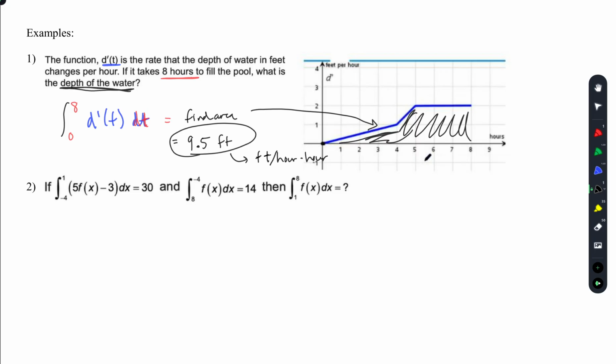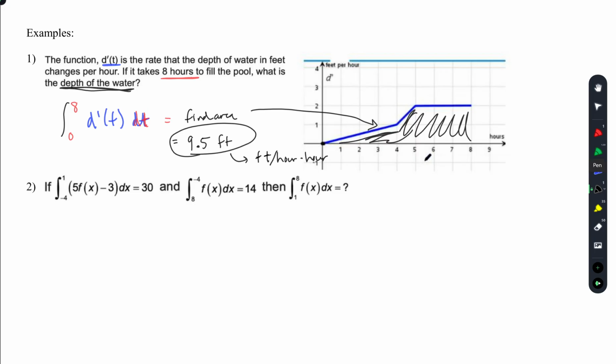The other type of question is this guy, where they give you some random junk and you have to figure stuff out somehow. For number 3, what I usually do for these is separate out the most complicated one, like the 5f minus 3 thing.